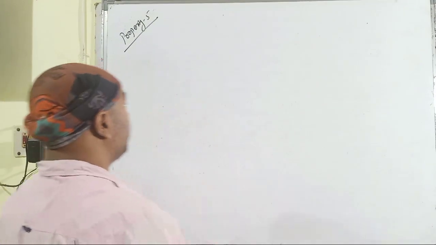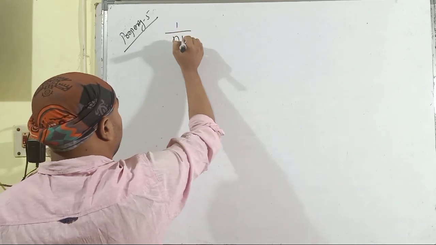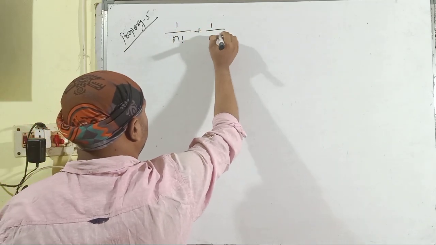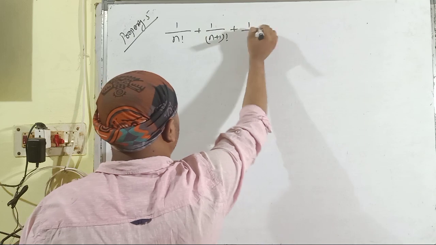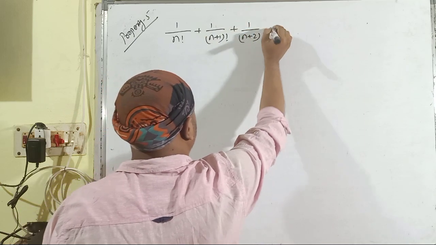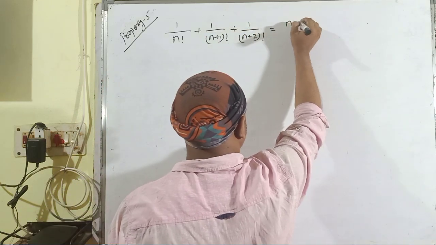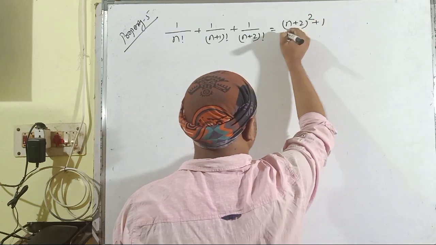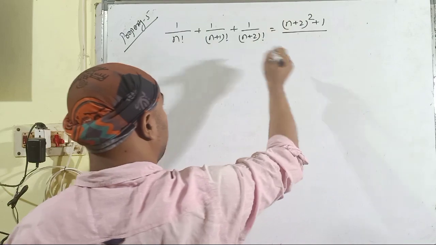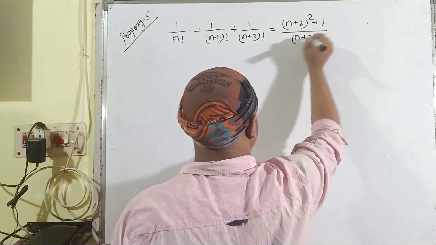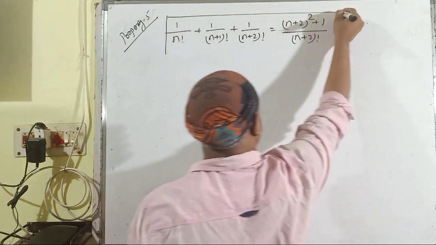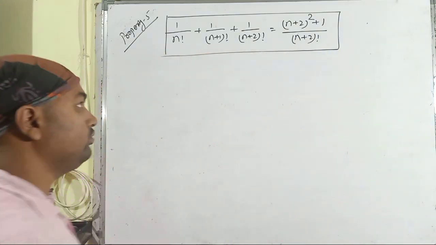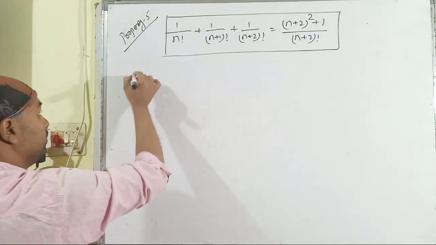Then let us discuss property number 5, and that is 1 upon n factorial plus 1 upon factorial of n plus 1 plus 1 upon factorial of n plus 2, and that will be equal to (n plus 2) square plus 1 divided by factorial of n plus 2. Proof.